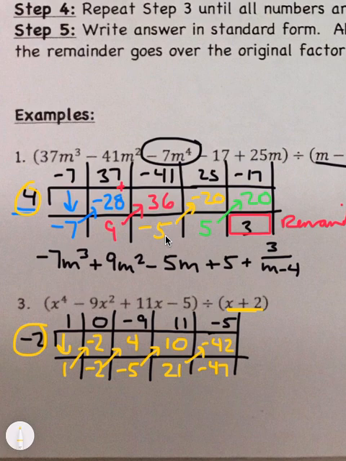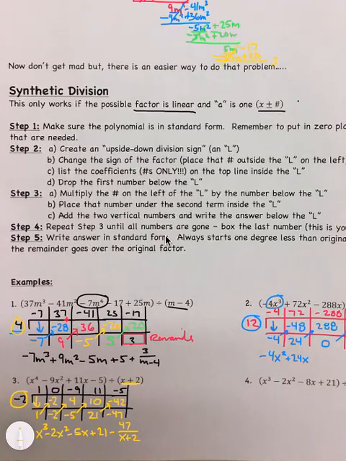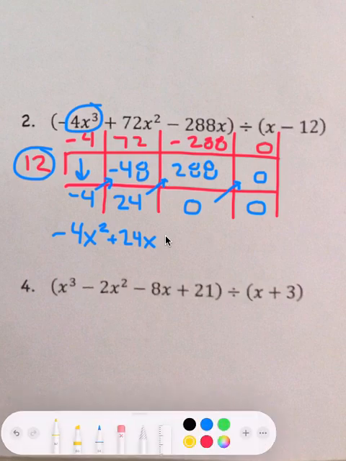So our answer will be x cubed minus 2x squared minus 5x plus 21 minus 47 over x plus 2. So up and down is adding, diagonally we multiply. So in these division problems, there's no division, there's no subtraction. It's just adding and multiplying. All right, one last try.